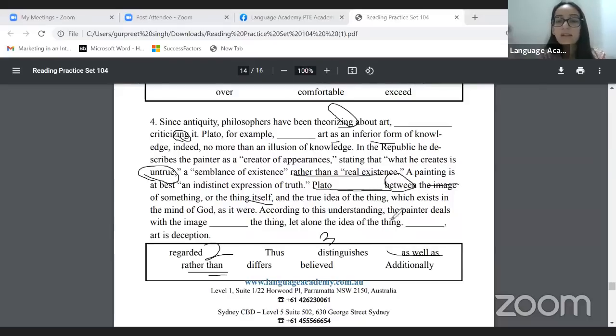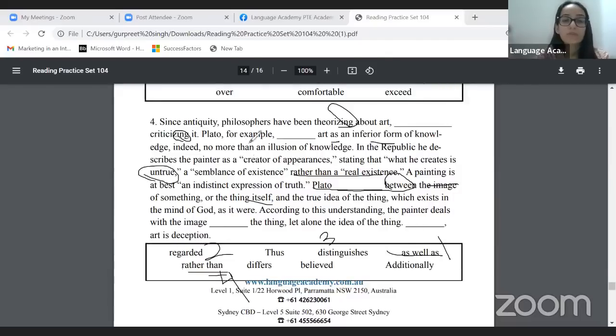According to this understanding, the painter deals with the image dash the thing, let alone the idea of the thing. So all these things tell us that the painter deals with the image, not the thing. Means the idea, the focus of the painter is on the image, on his painting. Yes, he doesn't really bother about the thing itself. So here we need rather than more than we need it in the first blank. So in the first blank, we can go with as well as.